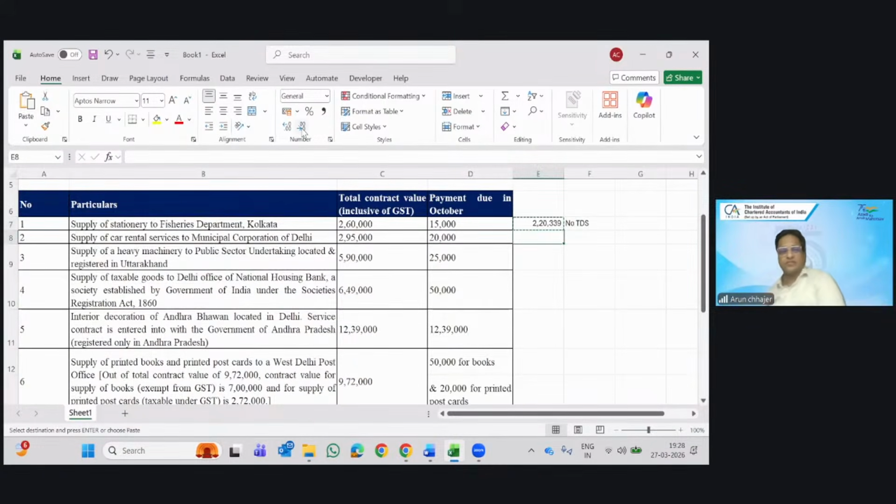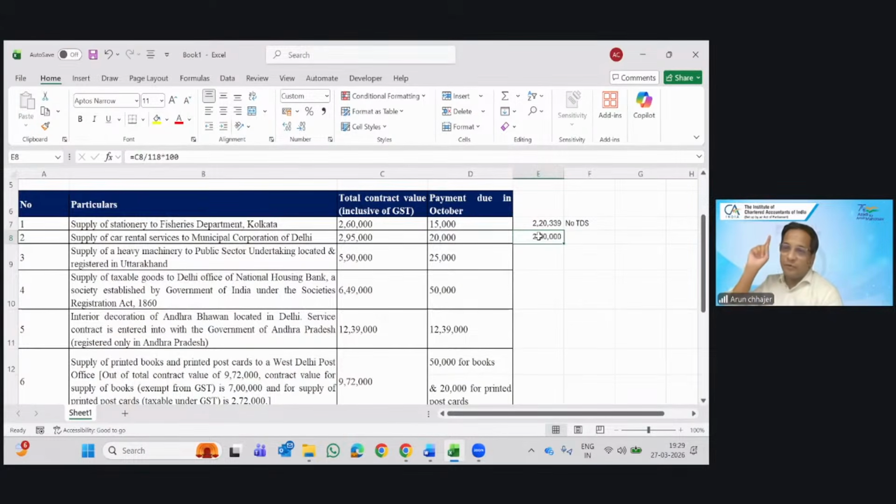Calculate for the next. Supply of car rental service to the Municipal Corporation of Delhi. TDS is applicable or not? If yes, then tell me the amount. Oh, this becomes a very important transaction. It is exactly 250.